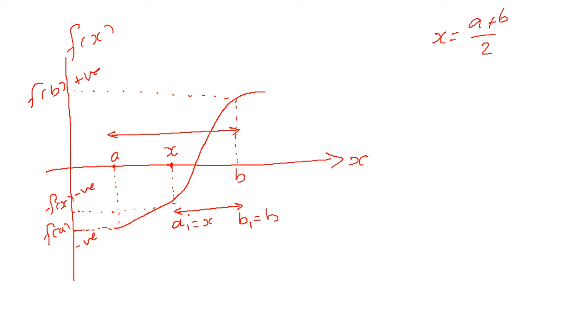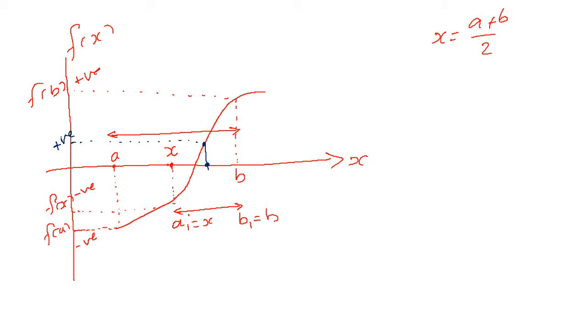For that, we consider this interval. Then we find the midpoint of this interval a1 b1. You can call it this one, somewhere here. Now we evaluate the function at this point. When we evaluate the point, we get somewhere here. This is positive, so the function is positive.